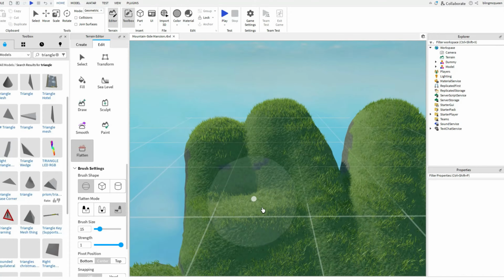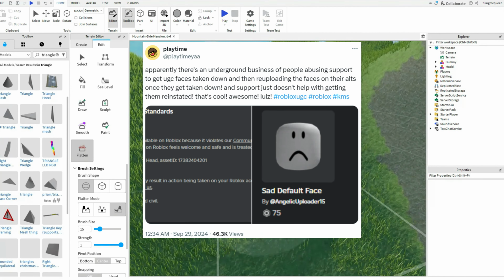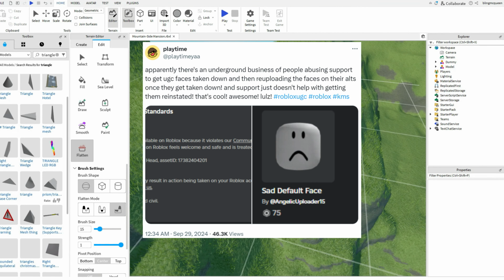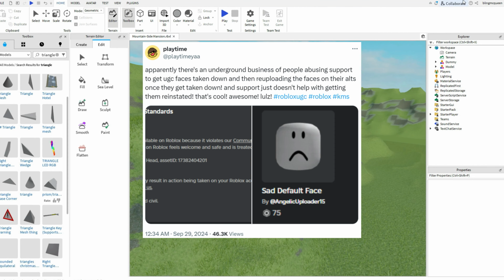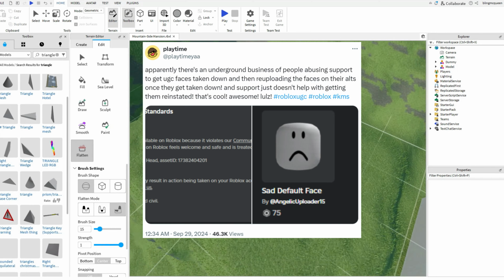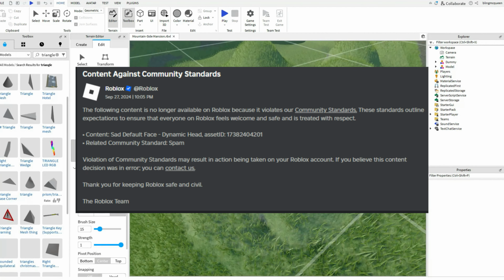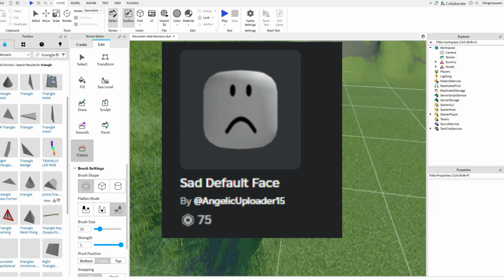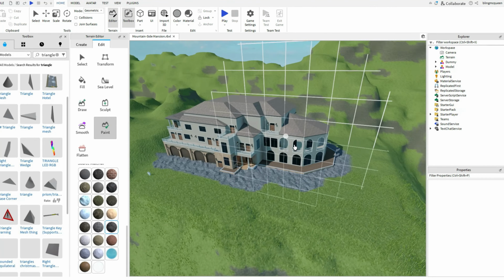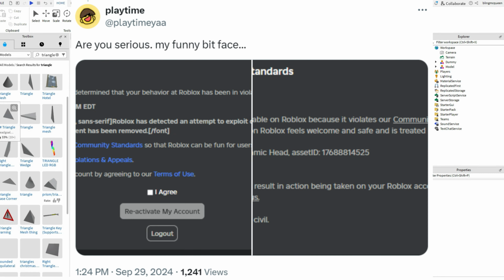This was first pointed out by a Twitter user named Playtime on September 29th, 2024, where he states, "Apparently, there's an underground business of people abusing support to get UGC faces taken down and then re-uploading the faces on their alts once they get taken down, and support just doesn't help with getting them reinstated. That's cool. Awesome. Lols." The first image he provides is of his taken down item, while the second is his item being re-uploaded by someone named Angelic Uploader 15. This would not happen to him just once, as several of his other creations were also taken down, and his account was also given a warning.